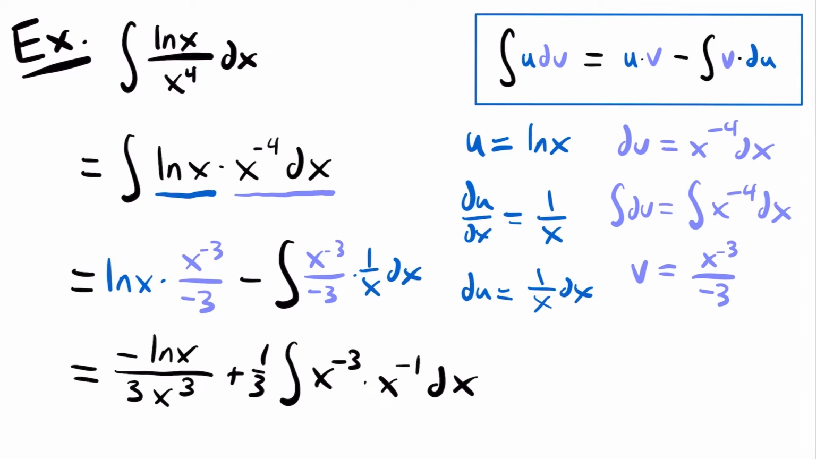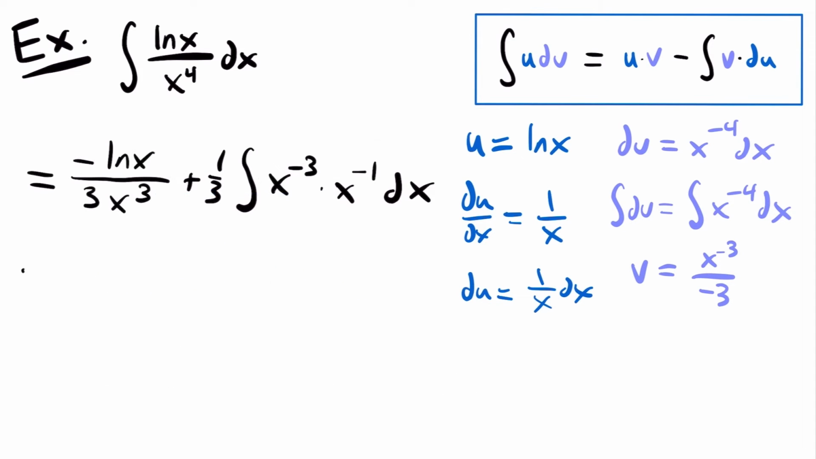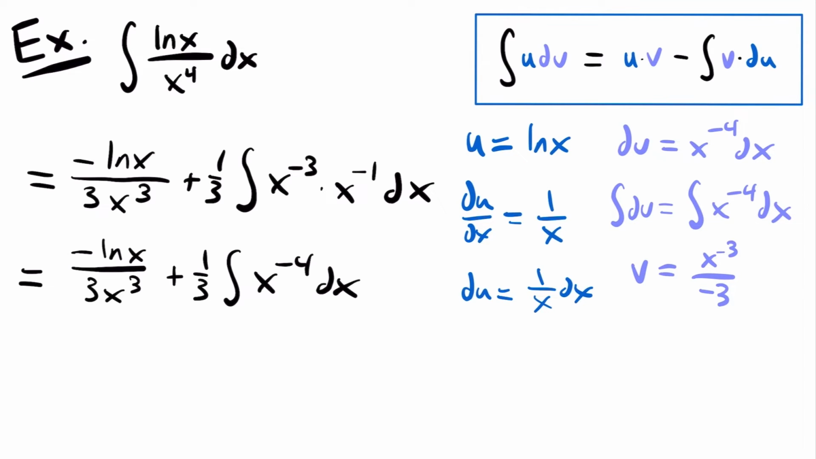Now the reason I did that is because then we can combine these two functions by multiplying them, because x to the negative third power times x to the negative first power will become x to the negative fourth power by adding the exponents. And so if I clean up my work here, this will be equal to the negative natural log of x divided by 3x cubed plus 1/3 times the integral of x to the negative fourth power times dx. And now we have an integral that we've already solved before when we were working with dv.